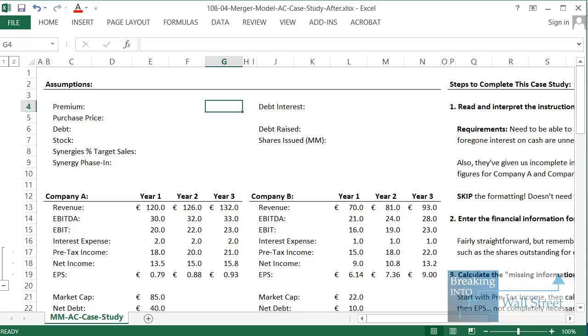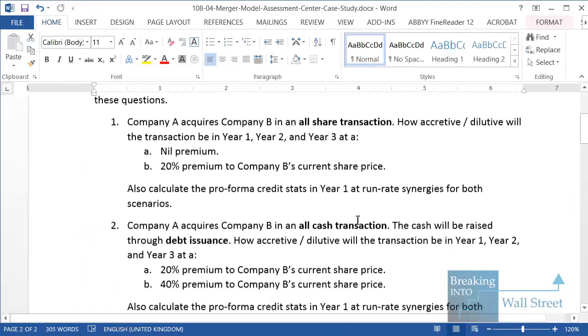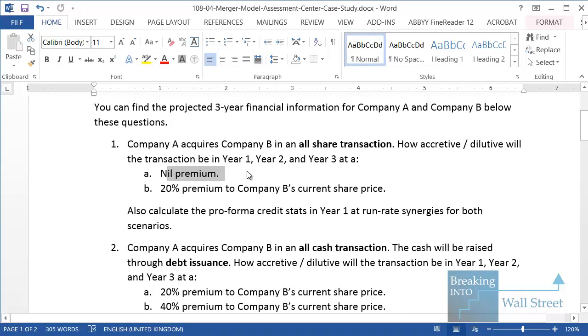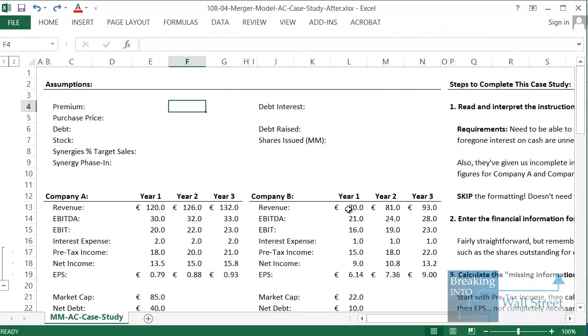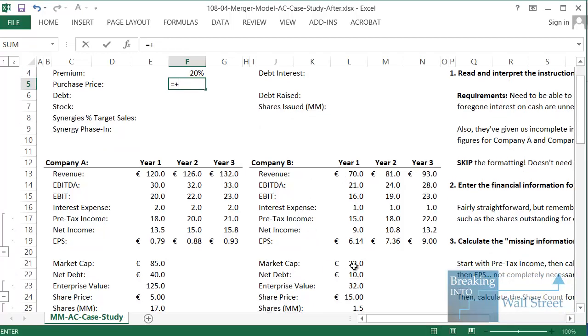And let's go back to our case study, our Word document. So we have a nil premium, 0% premium, and then a 20% premium. I'm going to enter 20% for now. And then for the purchase price, what we can say is, let's take our market cap over here and then multiply by 1 plus this premium to make sure it works out as intended. So 26.4 versus 22, and it seems like this 20% premium is being reflected.